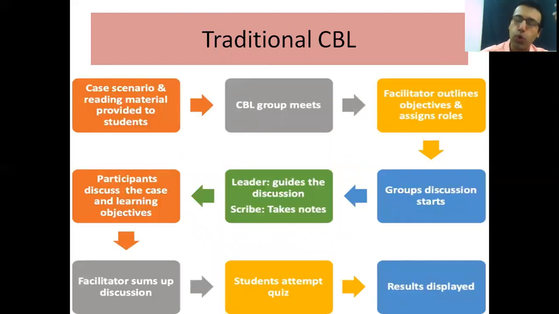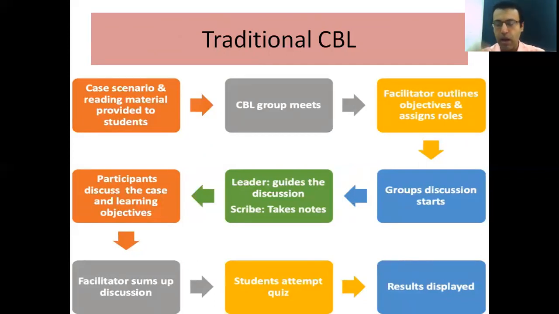Then we have a model for the traditional CBL. Number 1, case scenario, and as we said, scenarios may be multiple scenarios, and reading material provided to students. Number 2, CBL group meet. So first of all, the tutor prepares the scenario and reading material, and sends them to students to prepare themselves for the meeting. Then the CBL group meets, and the facilitator outlines objectives and assigns roles.